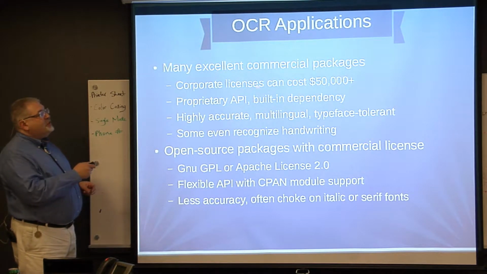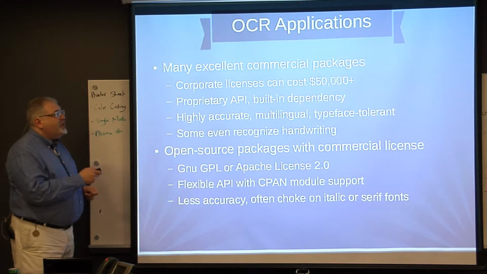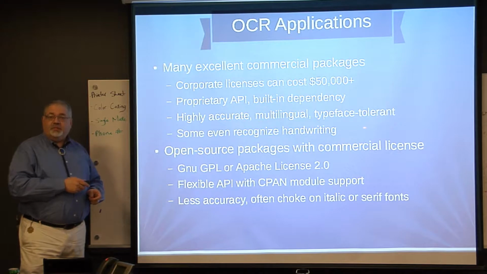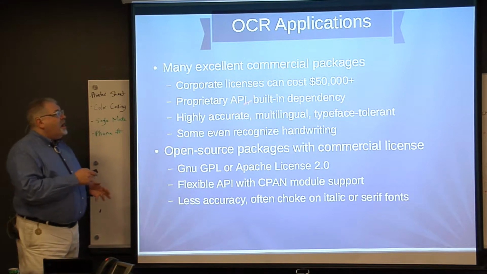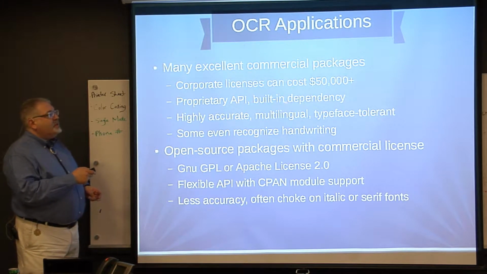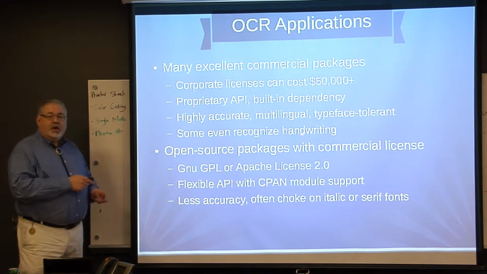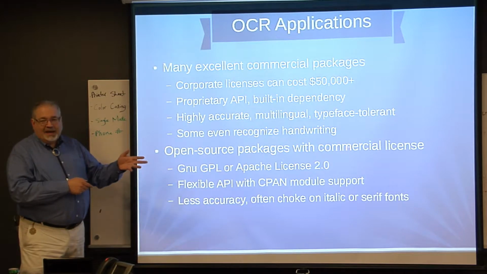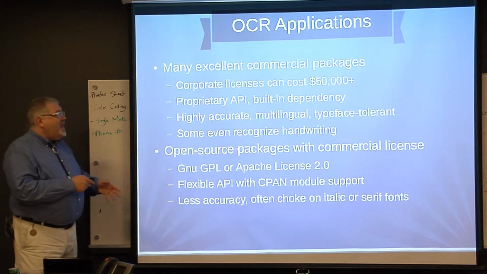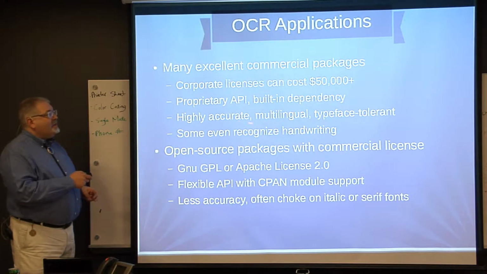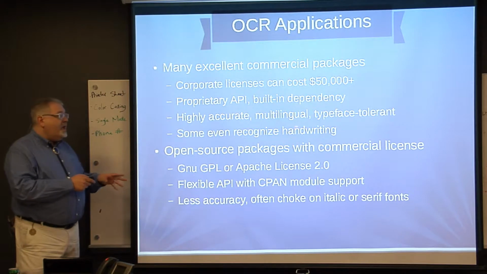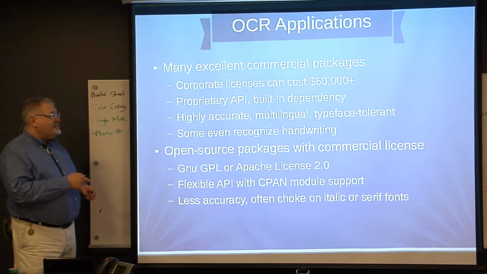But corporate licenses for commercial packages are extremely expensive. They'll charge you like $5,000 a seat for 10 seats, 10 employees scanning. They all have proprietary APIs, so there's a built-in dependency. If you're going to write code, you're going to be rewriting it when the boss says we've got to use a different package because the licensing is killing us. But they can be very highly accurate. They can be multilingual, tolerant to different typefaces, and handle a wide variety of inputs. Some of them are very good. They can even recognize handwriting.